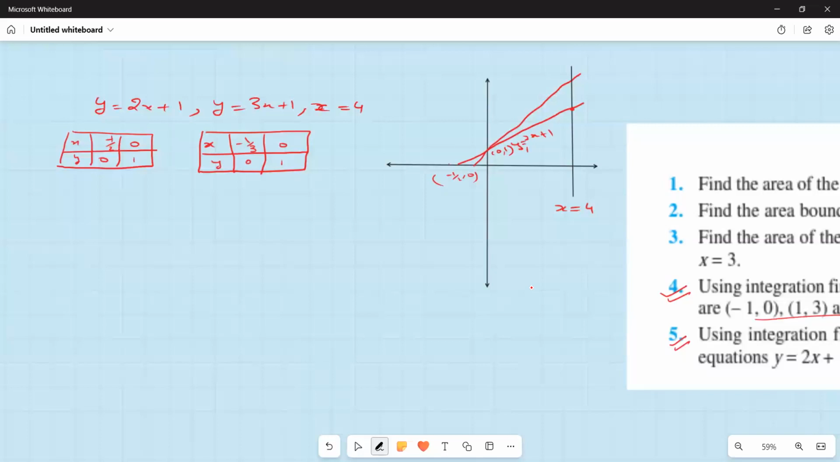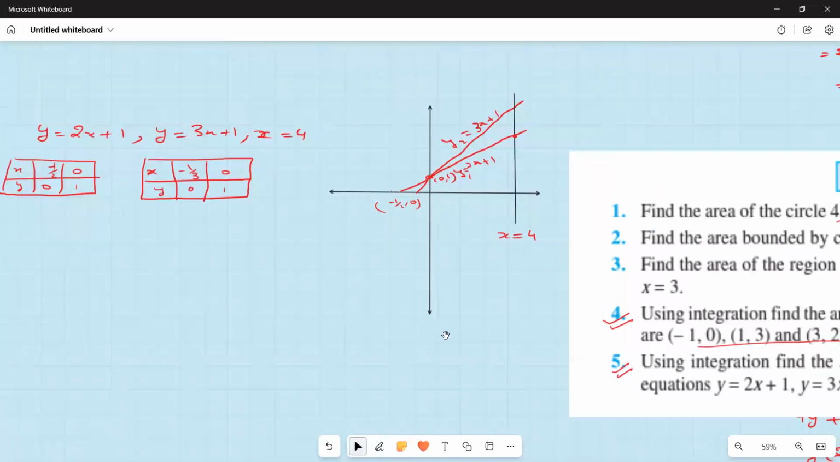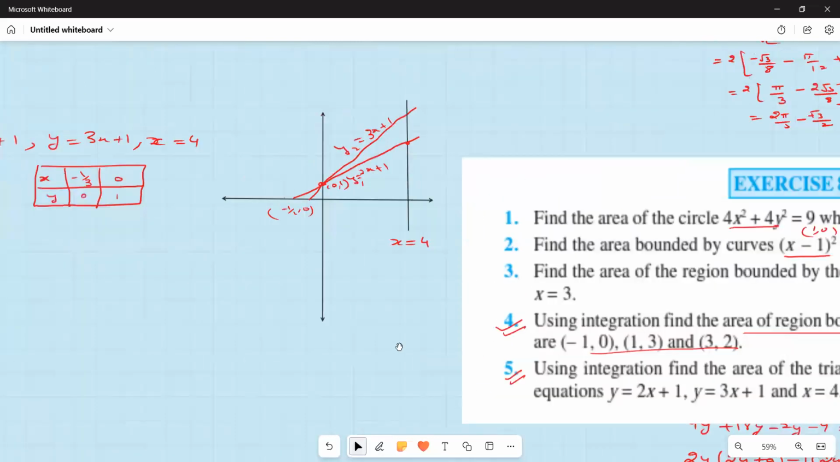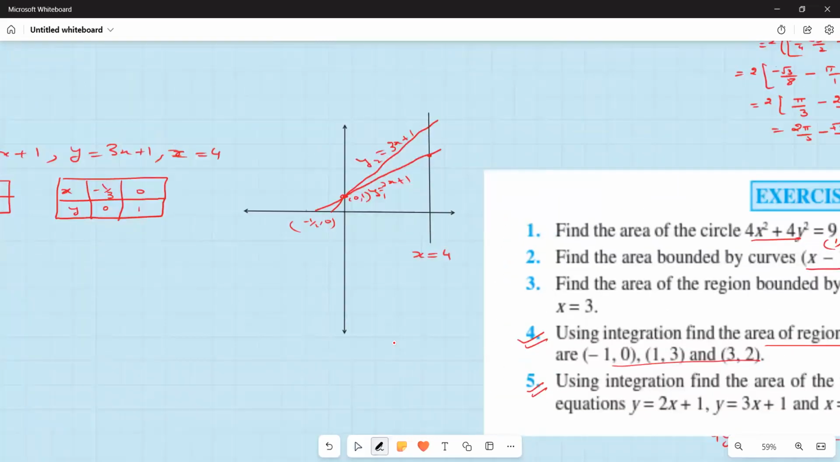I am taking y2 is equal to 3x plus 1. So if I put x is equal to 4 over here, you will get a y value, but we don't need these points, just x is equal to 4. And this point of intersection is this. You need to find out the area enclosed by these three lines. These three lines mean this area.